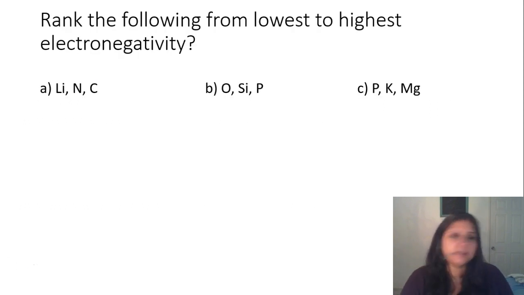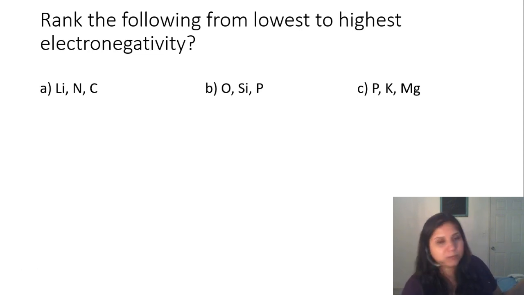All right, we're going to rank these three atoms in terms of electronegativity from lowest to highest based on their position on the periodic table. Lithium, nitrogen, and carbon. So lithium, nitrogen, and carbon are in the same row. We're going to arrange them so that we are going from weakest to strongest, lowest to highest. All right, so the trend is it goes from left to right, weakest, strongest. So that would just be lithium, then carbon, then nitrogen.